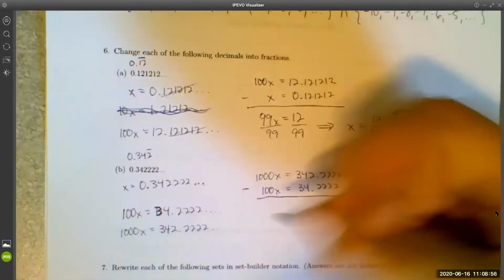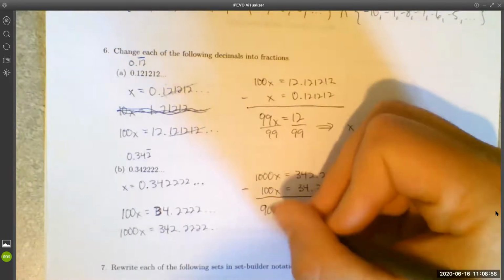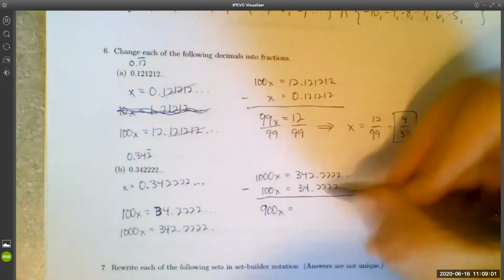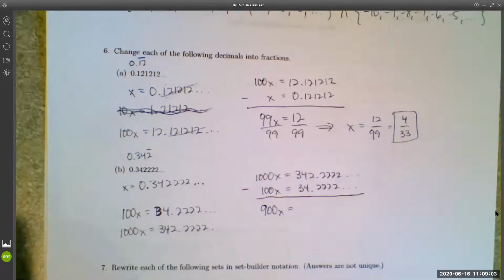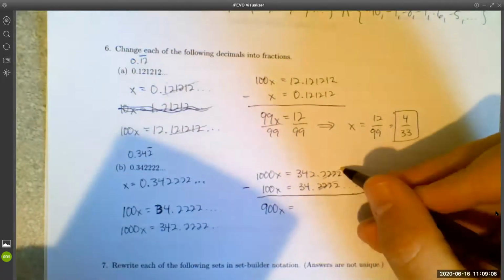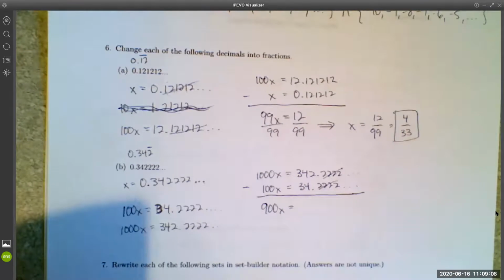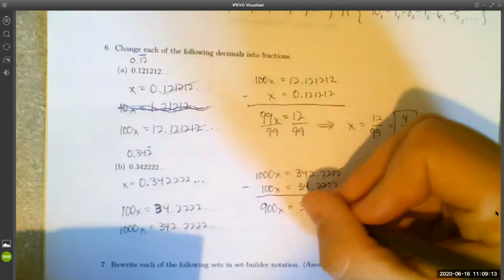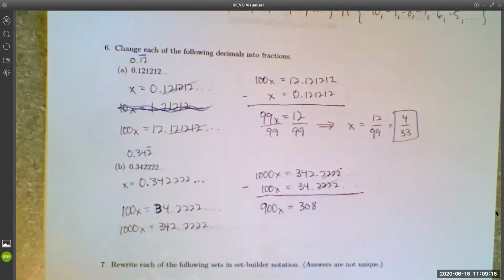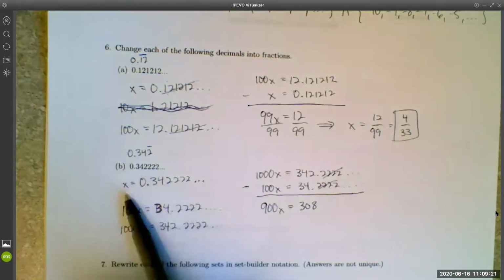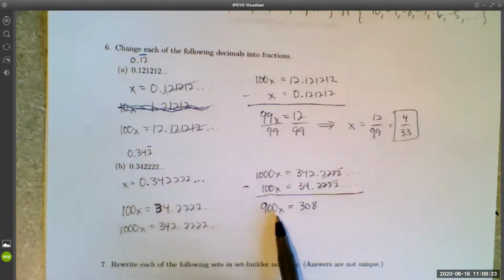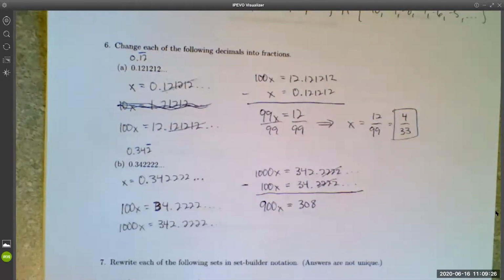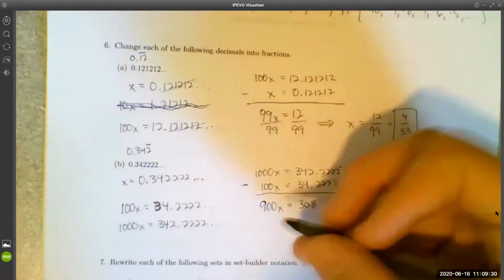Okay, so 1,000x minus 100x is, of course, 900x. 342.2222 minus 34.2222, well, the repeating parts are going to cancel, right? And 342 minus 34 is 308. Now, the number that I was interested in turning into a decimal was this number, which I called x. So I just need to solve this equation for x now. So divide by 900. So 308 divided by 900.